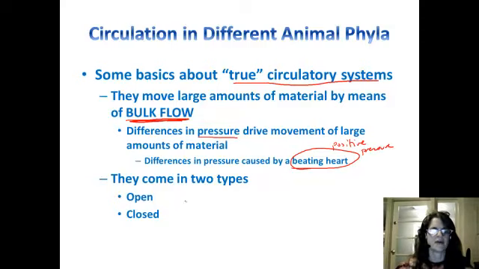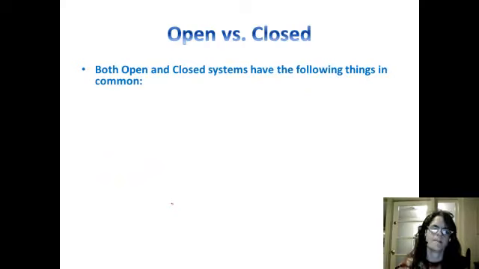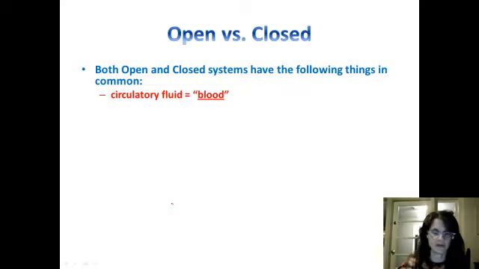Okay, there are two types of true circulatory systems. There is an open and a closed. Okay, both open and closed circulatory systems, remember these are both true systems, have some things very much in common. They both have some type of fluid that is going to be circulating. We'll call it blood for now.